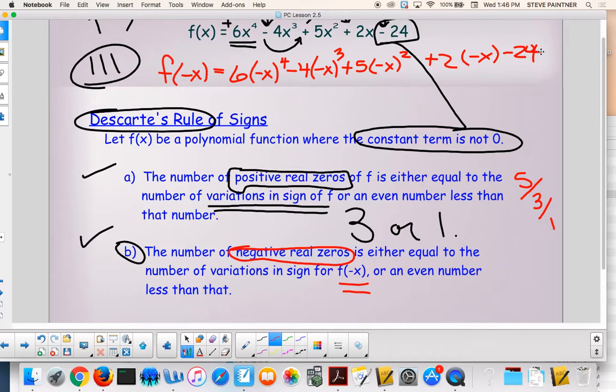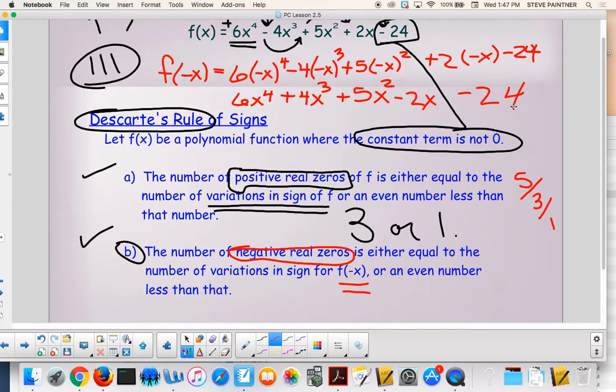Negative x to the 4th is going to end up being what? Positive x to the 4th times 6. So it's 6x to the 4th. Negative x, cube it. What do you get? Negative x cubed times negative 4 is positive x cubed. Negative x squared is what? Positive x squared times 5. 2 times negative x. There you go. You just did f of negative x.